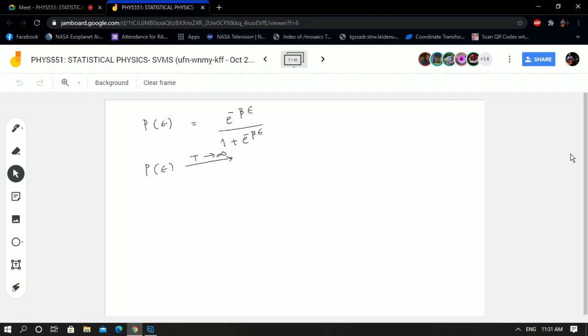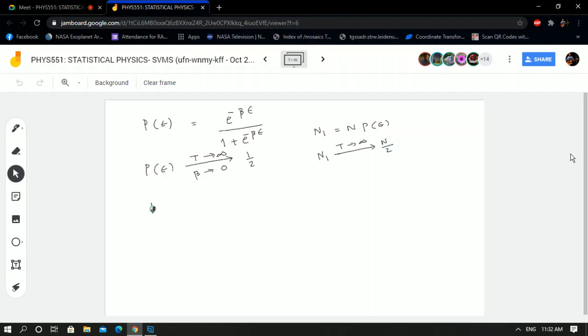Why? Because as T goes to infinity, what should beta go to? Beta goes to 0. It is half. It should be half. The numerator becomes 1, and the denominator also becomes 1 plus 1, so it is half. Okay. So what will be n1? n1 is equal to n into p of epsilon. Correct. So your n1 as T goes to infinity will be simply n by 2. Okay.